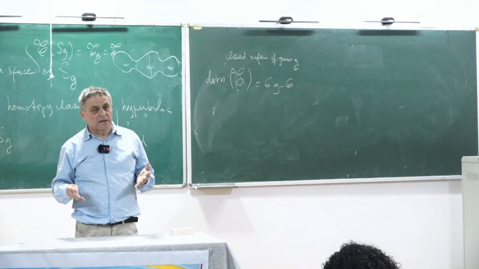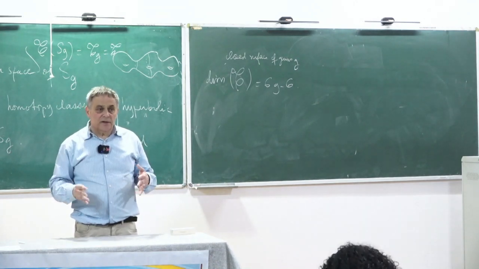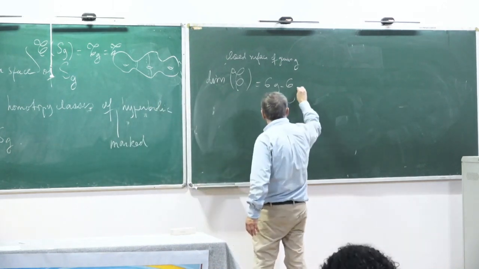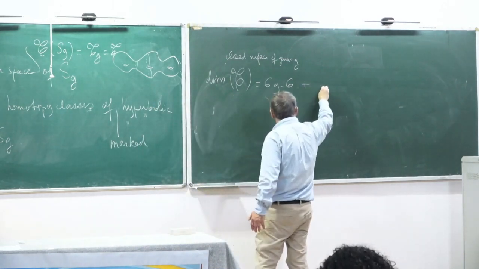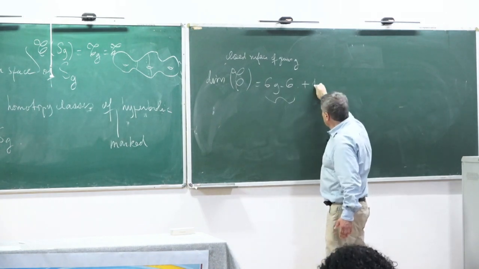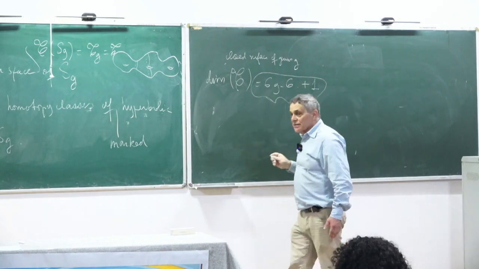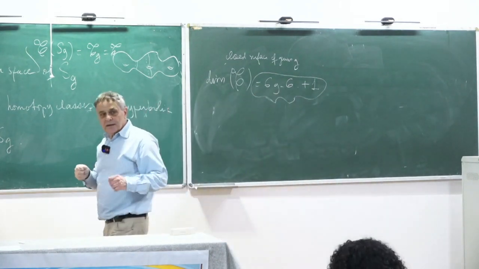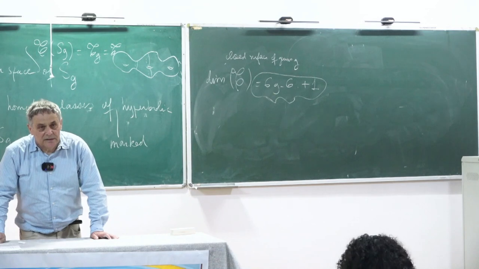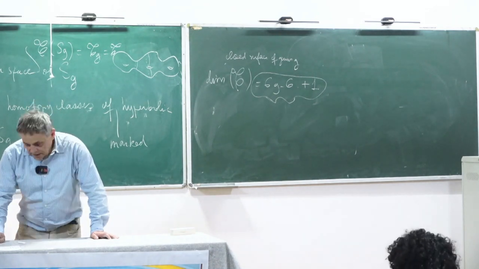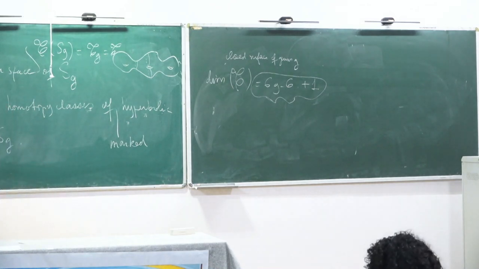as a marked surface. And there was some work on this. Some people showed that you need more than 6G minus 6. You need 6G minus 6 plus something. And then it was less and less. And finally, the theorem is that you need 6G minus 6 plus 1 curves. You need one more curve than the dimension. It's uniquely determined.